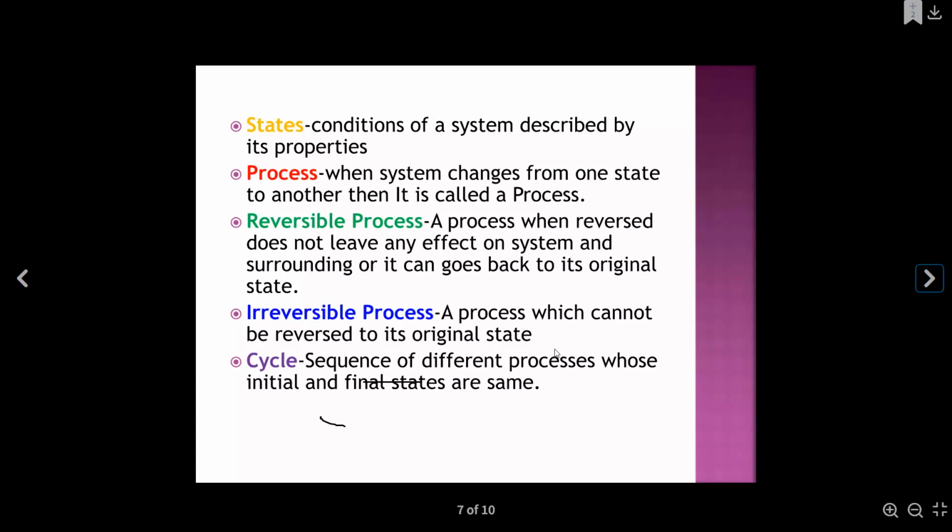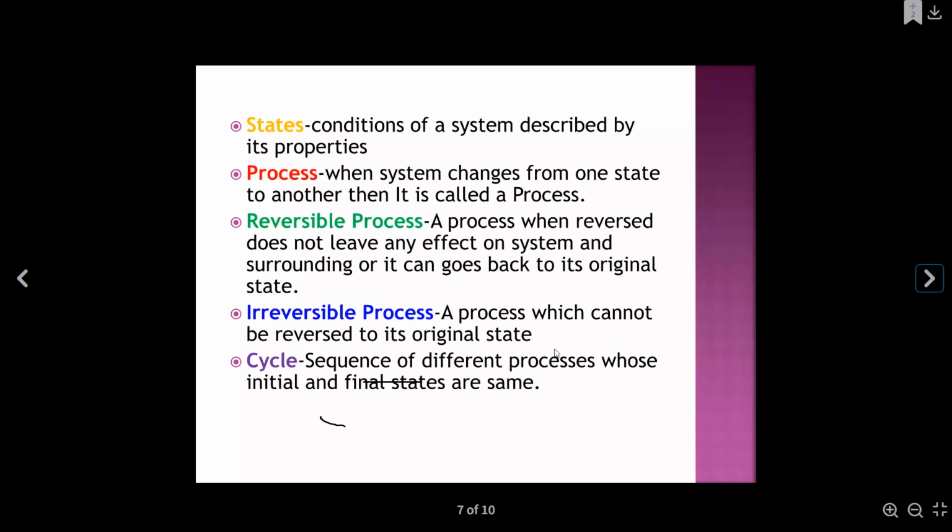And this process is classified into different types. We have what they call a reversible process, an irreversible process, and we also have what you call a cyclic process. Now, what is a reversible process? A reversible process is a process whose reverse does not leave any effect on the system and surroundings, or it can go back to its original state. In chemical kinetics, a reversible process is a process that can occur in both forward and reverse directions. That is, let's say you have A and B to produce C and D, and at the same time C and D can also go back to A and B. So that is what you call a reversible process.